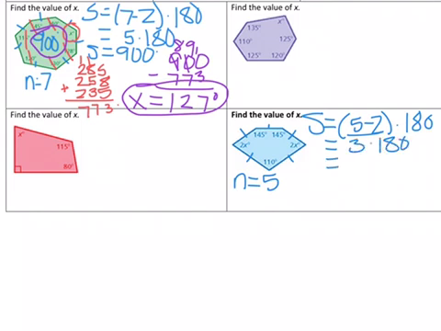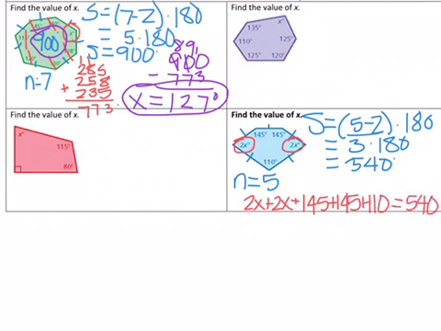And just as we did in the problem before, we get 540 degrees. So all of these angles have to add up to equal 540. Now this is a little different because we have two x's on each corner. So I'm going to create an equation this time. So I have 2x plus 2x plus 145 plus 145 plus 110, and we know that all of those guys have to equal 540 degrees.